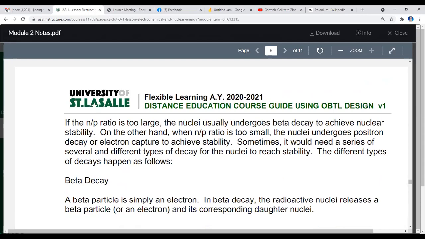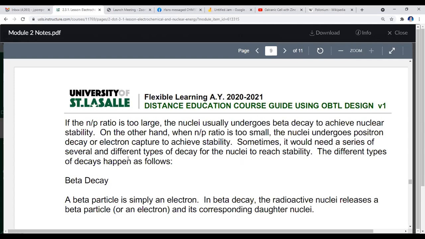Now, if the neutron to proton ratio is too large, what happens? The nuclei usually undergoes beta decay to achieve nuclear stability. On the other hand, when the neutron to proton ratio is too small, the nuclei undergoes positron decay or electron capture to achieve stability. So if the N to P ratio is too large, it should be beta decay. If it's too small, then it can undergo positron decay or electron capture.